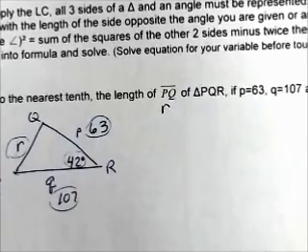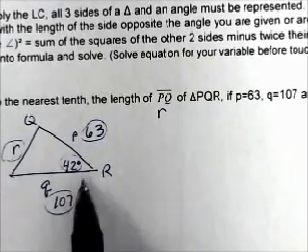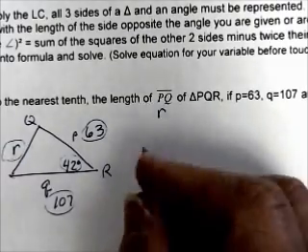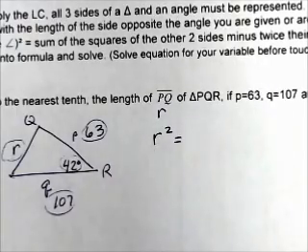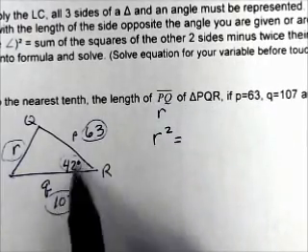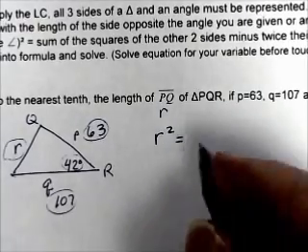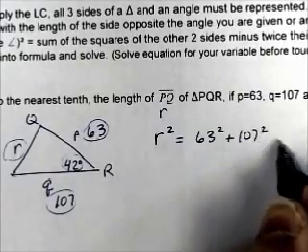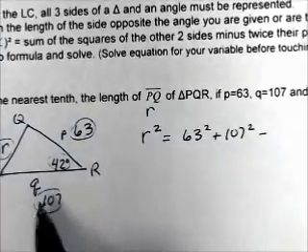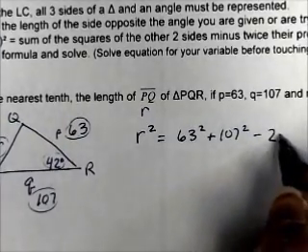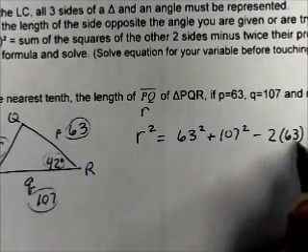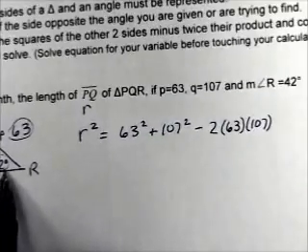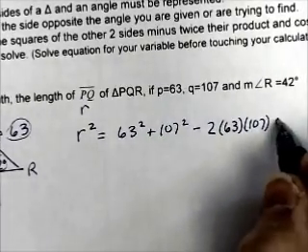So we're using the law of cosines. And the law of cosines would say that we start with the side opposite the angle that we have, in this case. So that side squared, so r squared, is equal to the sum of the squares of the other two sides. So it's going to equal 63 squared plus 107 squared minus twice the product of those two sides, minus 2 times 63 times 107, and the cosine of the angle, meaning the cosine of angle R, cosine of 42 degrees.